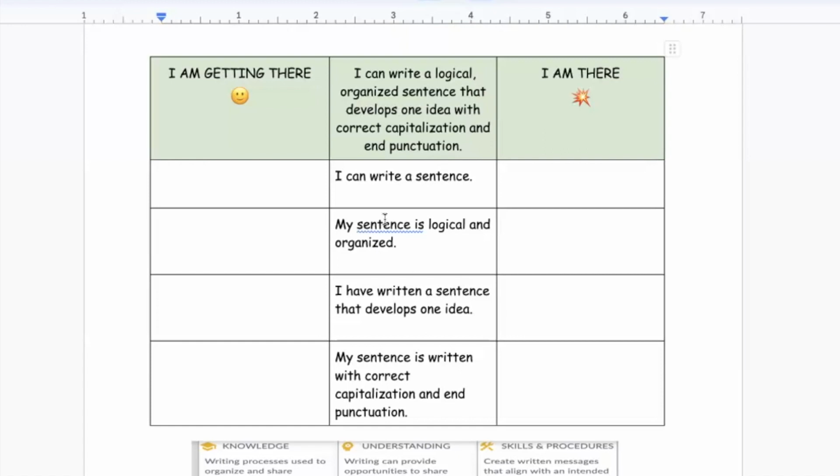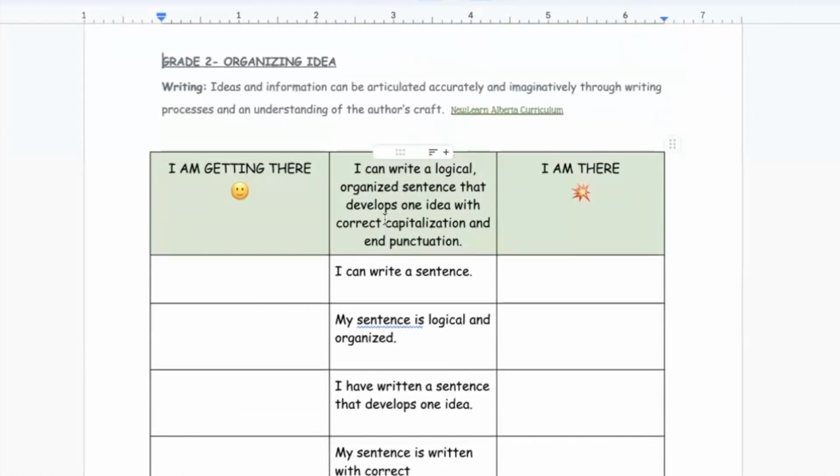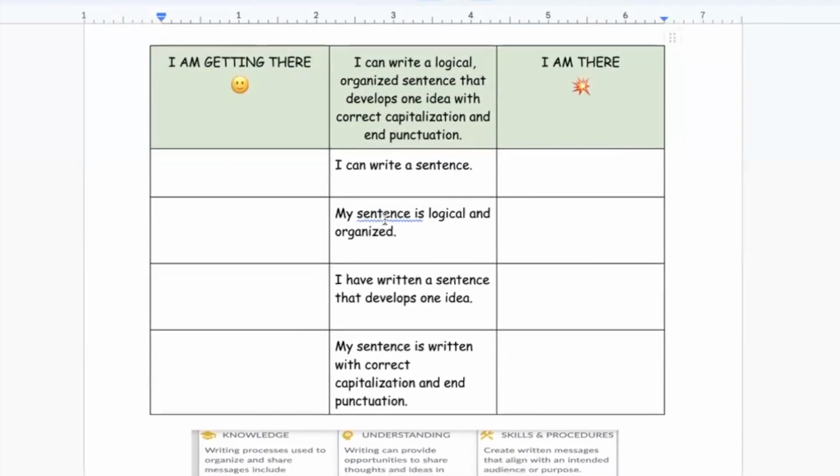Notice that we said "I can" and "my," so that students have a really clear understanding of what's going on. My sentence is logical and organized. I have written a sentence that develops one idea, and my sentence is written with correct capitalization and end punctuation. So we split everything up from that major criterion up there and broke it down into the different skills that students can do. A student could write a sentence, absolutely, with a capital and an end punctuation, but it doesn't seem logical, it doesn't make sense, and so on. So this is how we did that for grade 2.